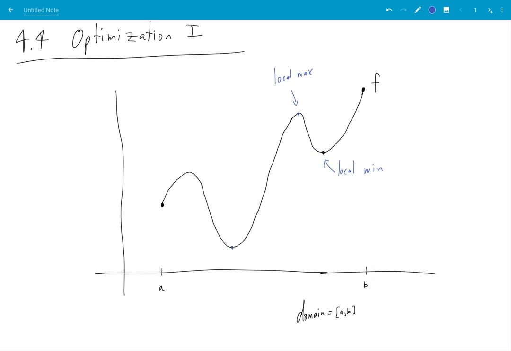This is the lowest point of the function right here. So we would call this the absolute min, and the absolute max is actually up here. It occurs at, we'd say, an endpoint.